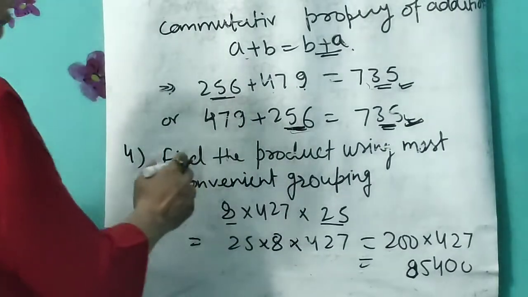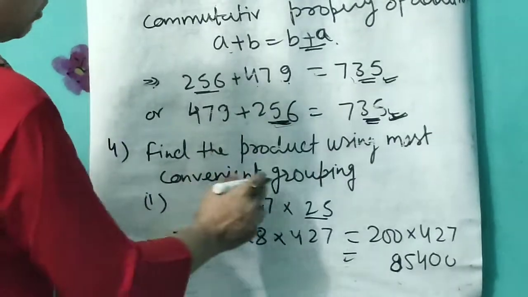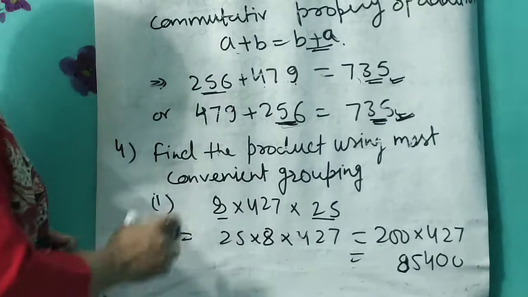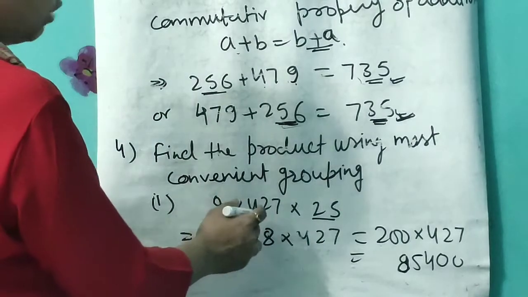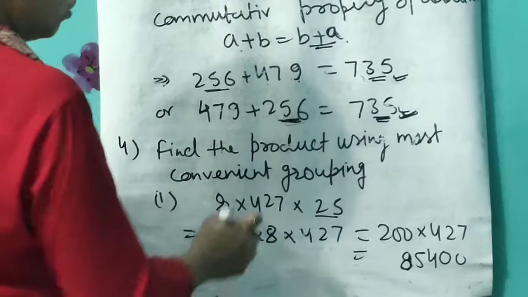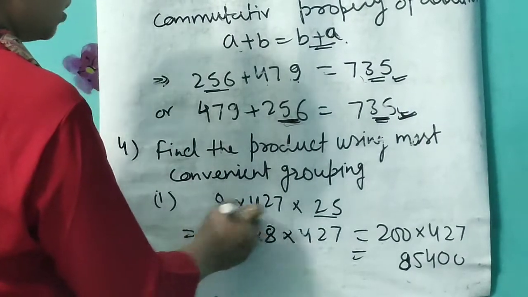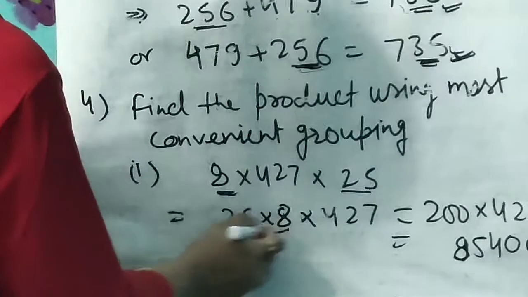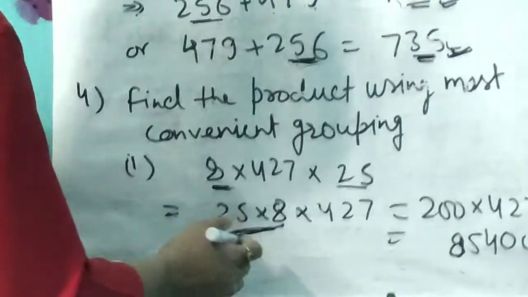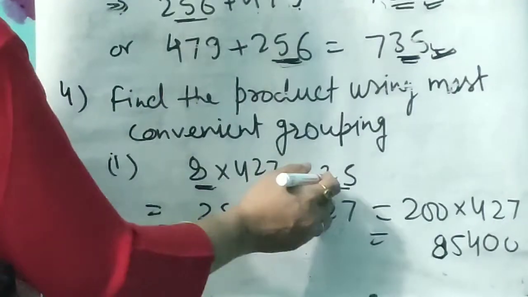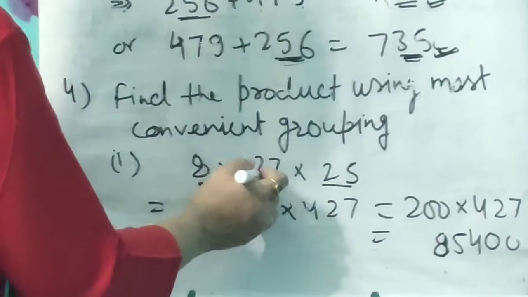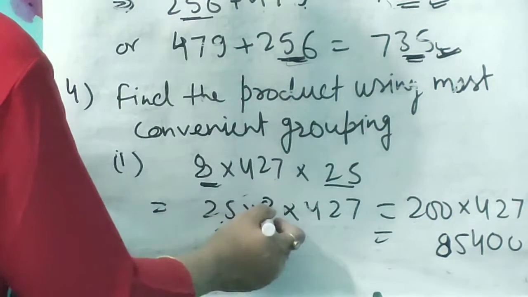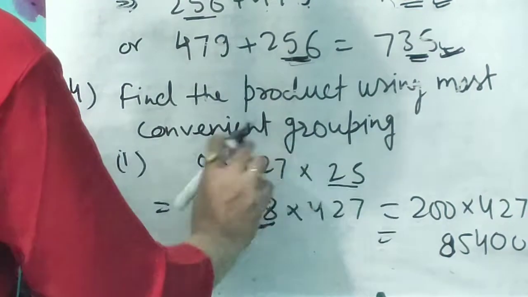Next question is find the product using most convenient grouping. Now you have to find the product of these three numbers using convenient grouping. The numbers are 8 into 427 into 25. What is the meaning of convenient grouping here? You will take the numbers in such a way that the multiplication comes in a multiple of 10. For example, here you will take first 8 and 25 and then multiply with 427. Then your multiplication will become easier. You can see here, 25 into 8 into 427. Now we are changing the order here.